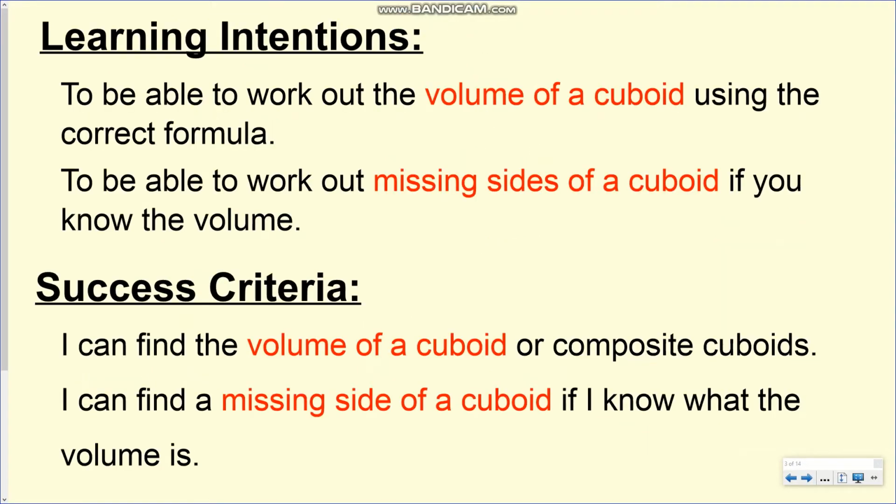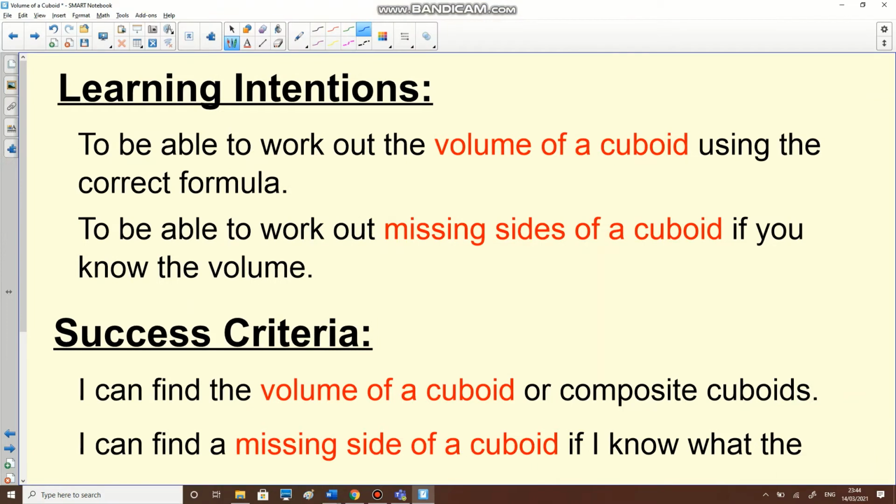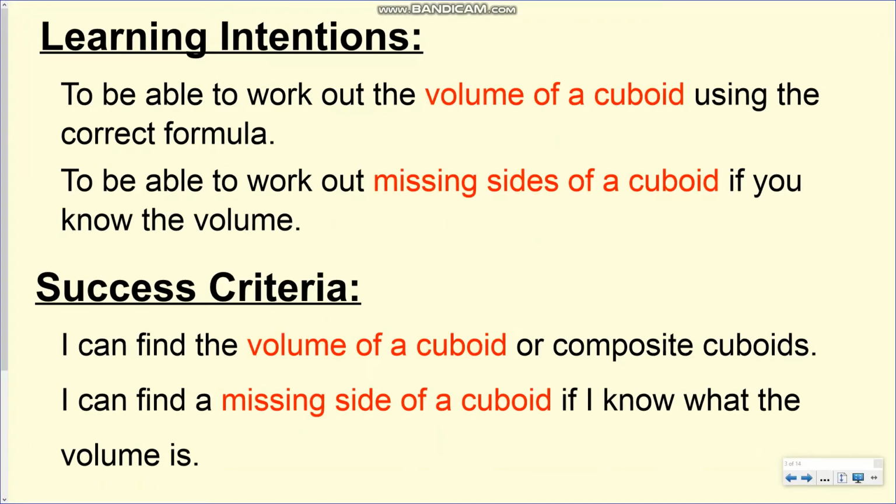Our learning intentions for today: we have a new topic that we're going to be learning. Our learning intentions are to be able to work out the volume of a cuboid using the correct formula, and to be able to work out missing sides of a cuboid if you know the volume. Hopefully by the end of the lesson you should be able to say, I can find the volume of a cuboid or composite cuboids, and I can find a missing side of a cuboid if I know what the volume is.